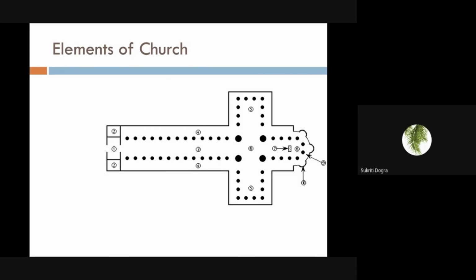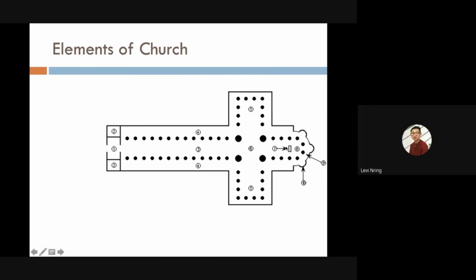So let's do a quick revision. What is number one? Narthex, ma'am. Yes. Number two? Twin Towers. Yes. Number three? Aisles. Number four? No, number four is side aisles. Yes, number five? Transept. Yes, number six? No, number six is crossing. Yes, crossing, ma'am.